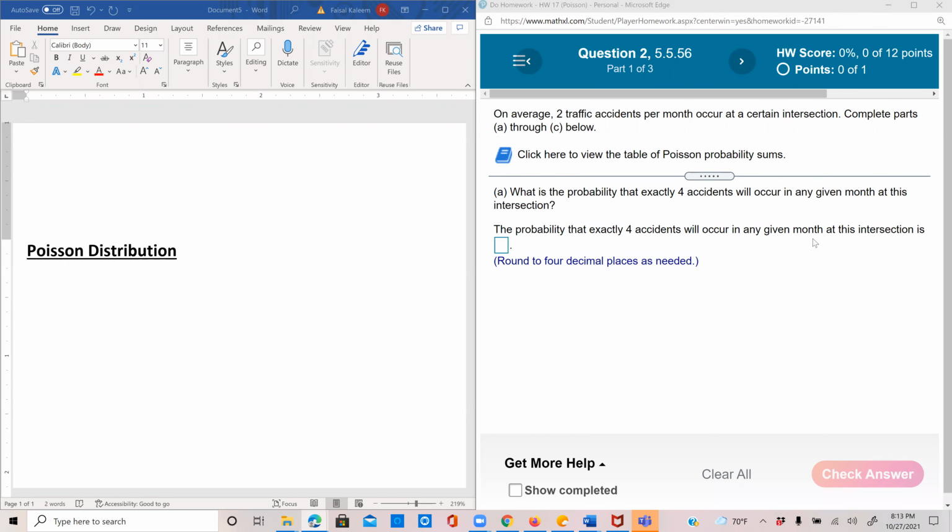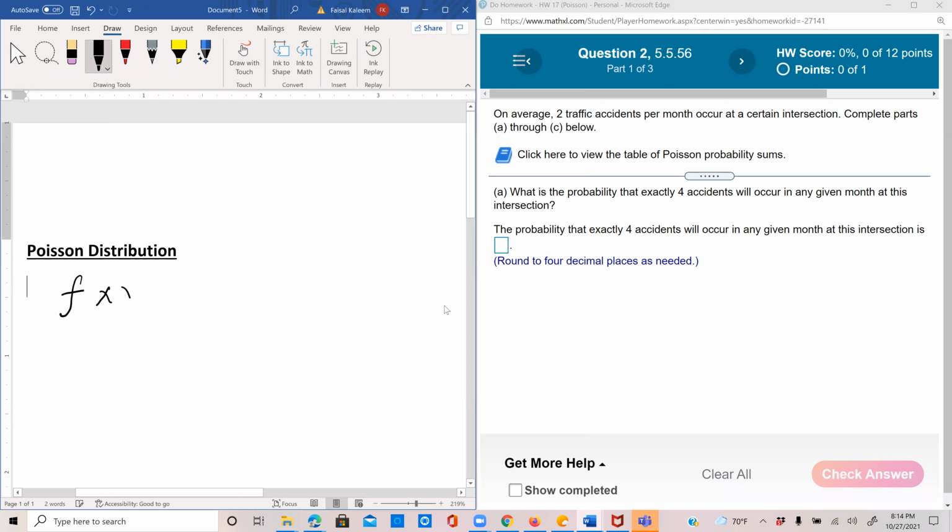Poisson distribution. Now, the Poisson distribution is used typically when we have an average over a period and we want to find the probability of a certain number of counts over that period. So the PMF of a Poisson distribution, or the probability mass function, is f of x equals lambda power x, e power negative lambda over x factorial, where x is 0, 1, 2, 3, and so on.